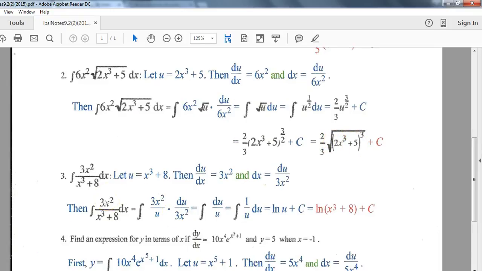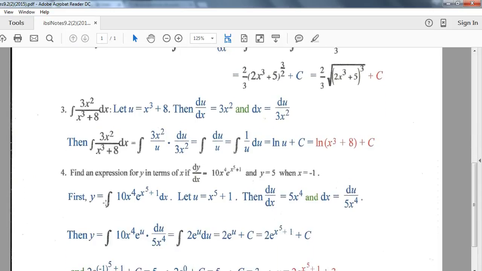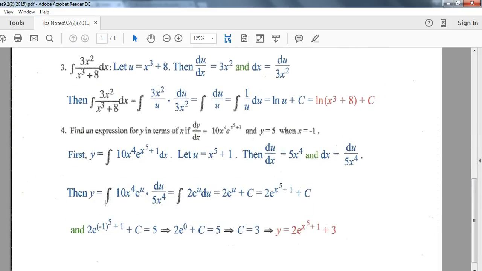Looking at number 3, and again, this is maybe a good place to stop and give one a try, using whatever method makes most sense to you. But again, taking a look at this, first of all, let's recognize that the x to the third plus 8 is our interior function. It is the more complicated of the two, which is usually your hint.